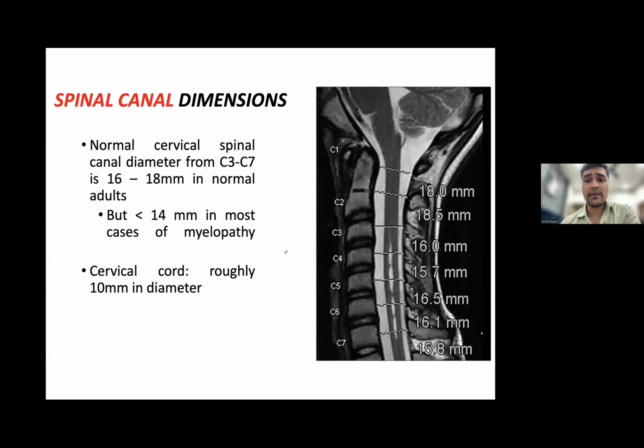The spinal canal dimensions: the spinal canal diameter is around 16 to 18 mm. If it is less than 14 mm, it is considered significant narrowing of the canal, where the spinal cord itself occupies 10 mm in diameter.